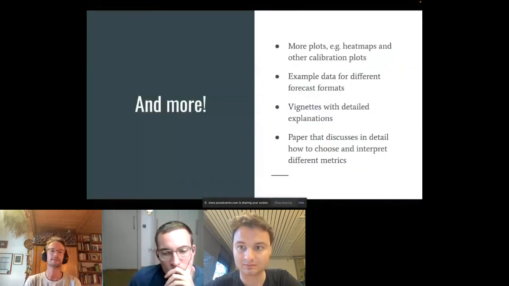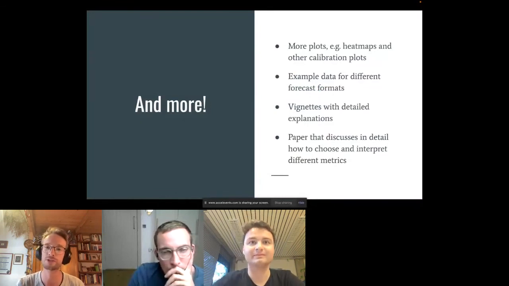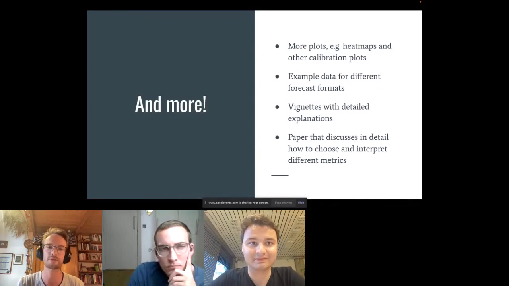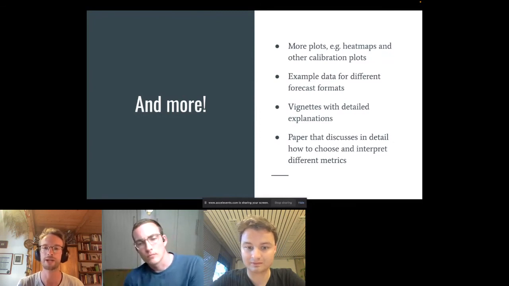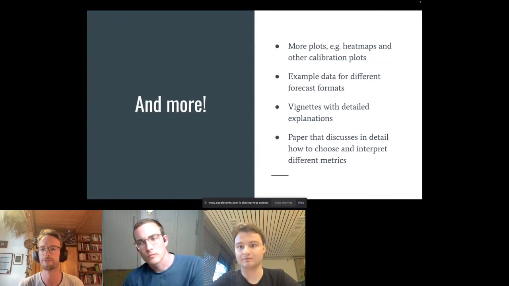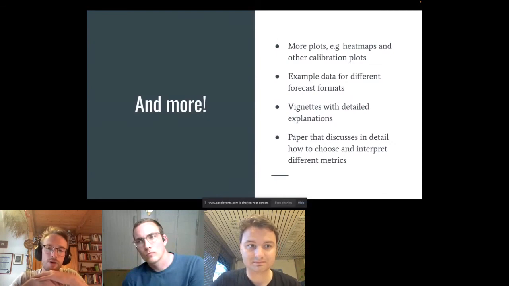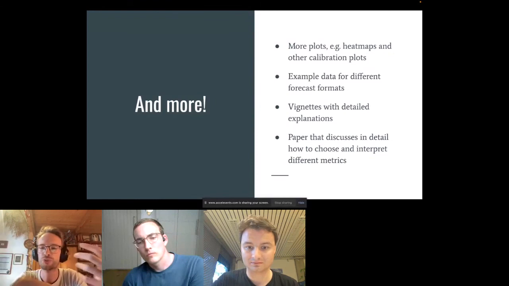Yes, so that was a very quick tour through the package, but there's a lot more. There's heat maps, there's other calibration plots, there's different example data for various forecasting formats, and detailed vignettes which help you navigate the package and really explain in detail what you have to do, even if you don't know a lot about forecast evaluation. There's a paper that discusses all of that in detail, and it's meant to be easily accessible and help you choose and interpret different methods.